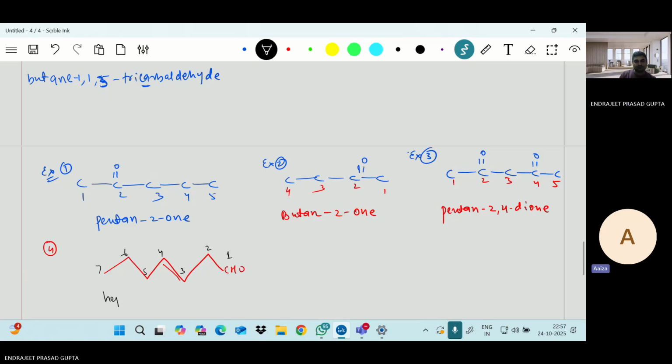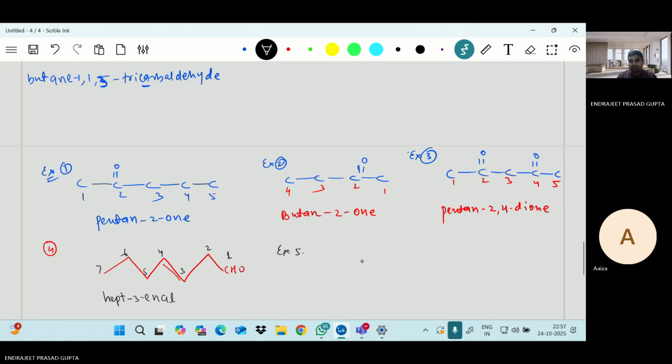So it will be hept 3 EN, just remove E, and hept 3 enal. Hept-3-enal. Am I clear? Yes. Good.